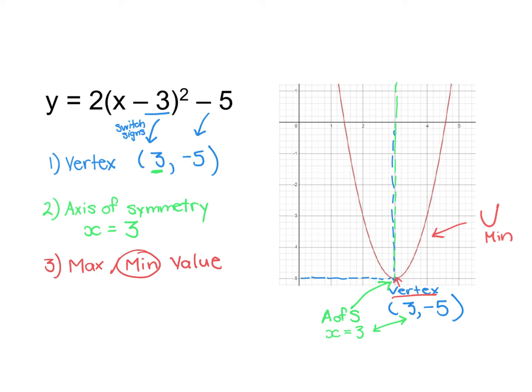Now, how do we actually find the minimum value? Let's look at our graph first. Notice here is the y value of our minimum. So we're going to write y is equal to negative 5. But if we didn't have the graph, what we can do is just find the y value of our vertex, and that also happens to be our minimum value. So let's look at some more examples to fully understand this.